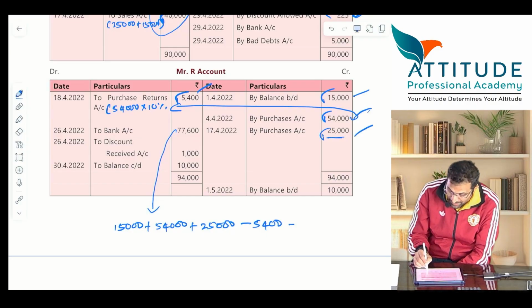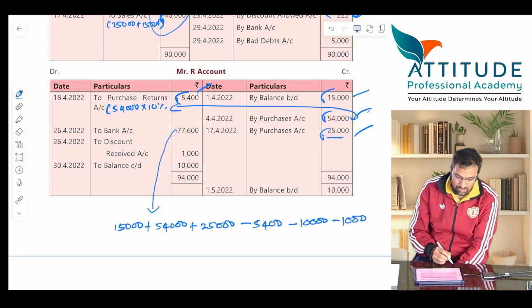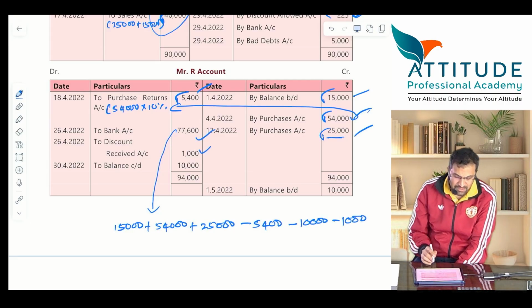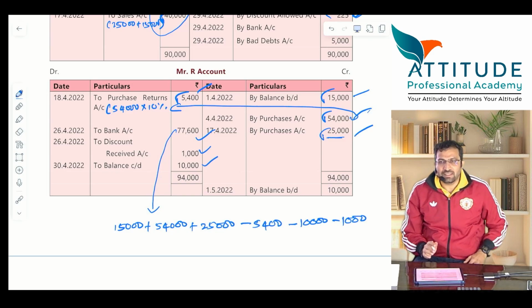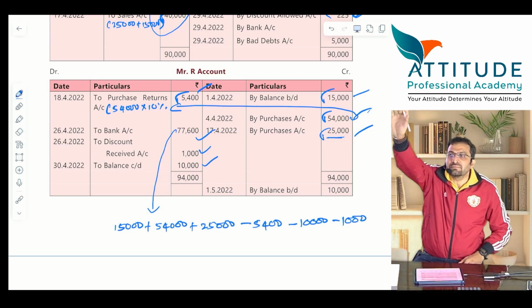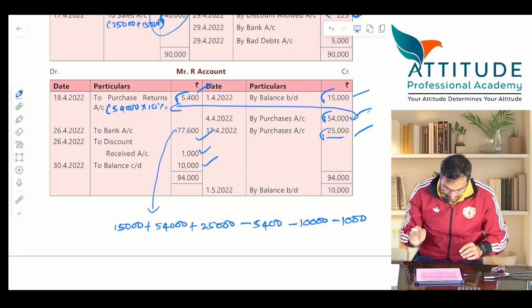Correct? Hold back how much? Minus 10,000, and 1,000 you are getting what? Discount. So discount received is 1,000, 77,600 is paid. Balance should be how much? 10,000. Is that clear? All of you are able to understand? Good sum.